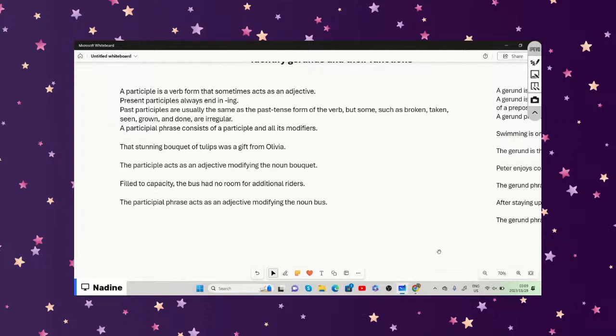And then we have past participles. Past participles are usually the same as the past tense form of the verb, but some, such as broken, taken, seen, grown, and done, are irregular. And a participle phrase consists of a participle and all its modifiers.